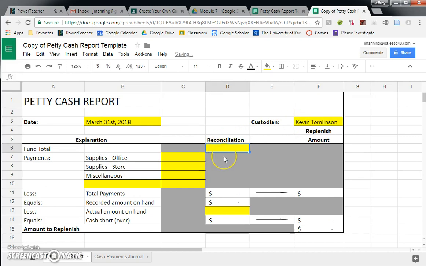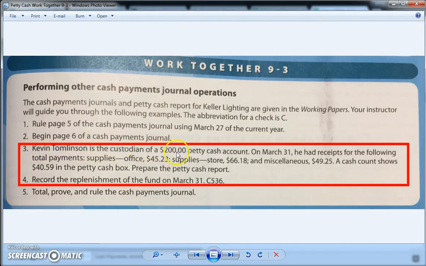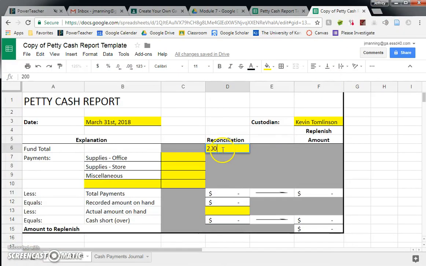The reconciliation is the amount of money that the fund is worth. And in this transaction, it tells us that the fund is worth $200. So we're going to put $200 right here. And when I put that in, you're going to see that some of these numbers are going to start to populate. As we put other numbers in, they will change.